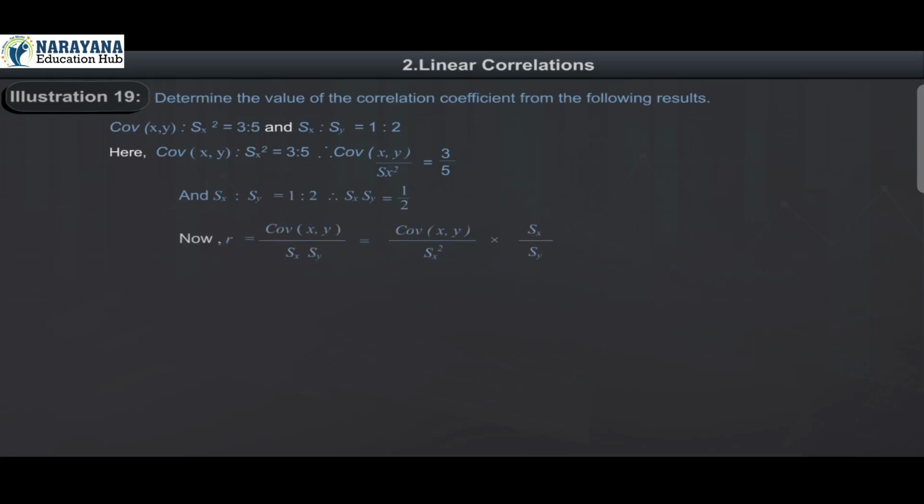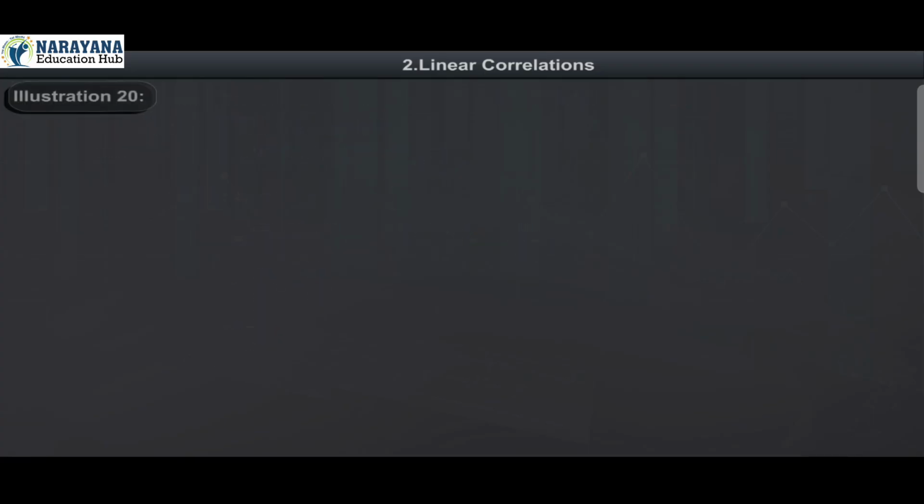Now, R is equal to covariance xy divided by sx into sy is equal to covariance xy divided by sx square into sx divided by sy is equal to 3 divided by 5 into 1 divided by 2 is equal to 3 divided by 10. Therefore, R is equal to 0.3.